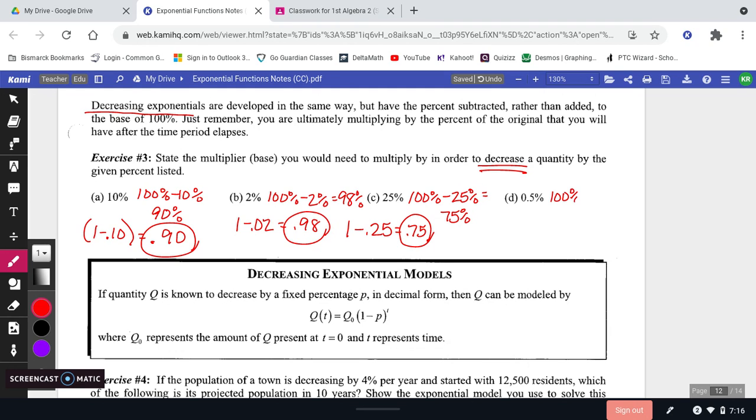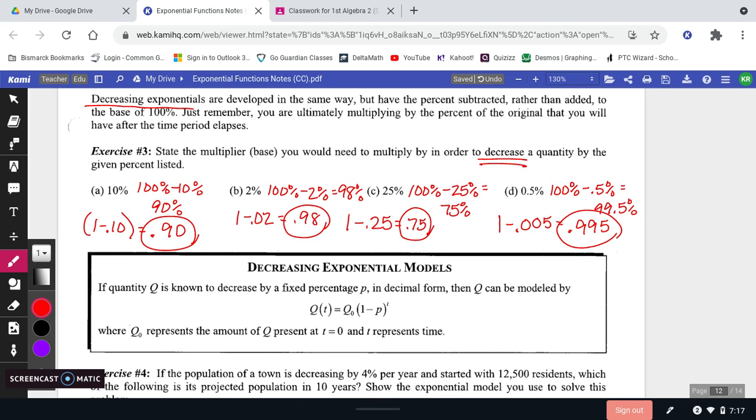Okay, D, you are only decreasing by 0.5%. So 100% minus 0.5% is going to be 99.5%. Okay, so as decimal, 1 minus, now move your decimal 2 places to the left. So that 0.5% is going to be 0.005. Okay, move it 2 places to the left, and that will give you 0.995 as your growth factor. Okay, so again, you can either increase where you would be adding a percentage, or if you are decreasing, you are subtracting that percentage.